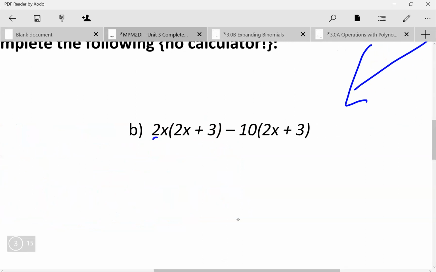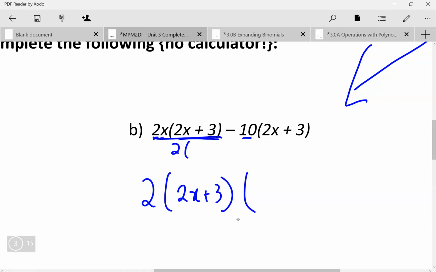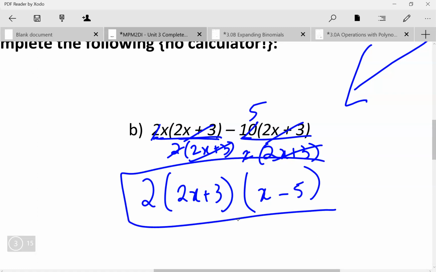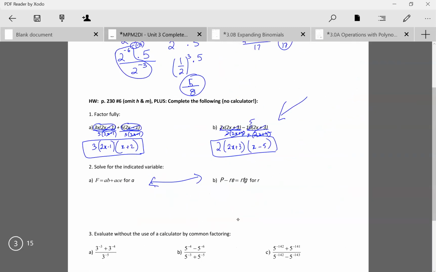Again, same idea here. The number that's common is a 2. So there's no single variable that's common. The bracket that is common is a 2x plus 3. So what's left here after I divide out what I factored is an x minus 5. And this is, again, my final answer here.